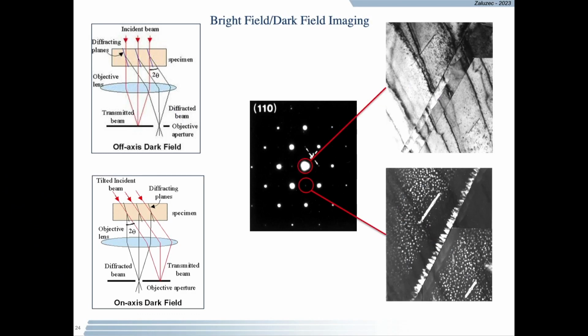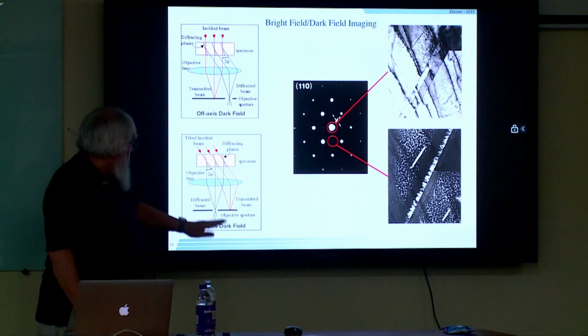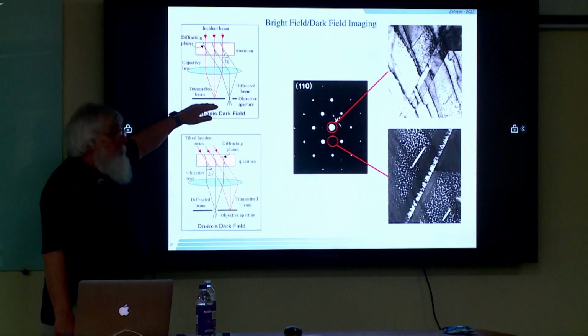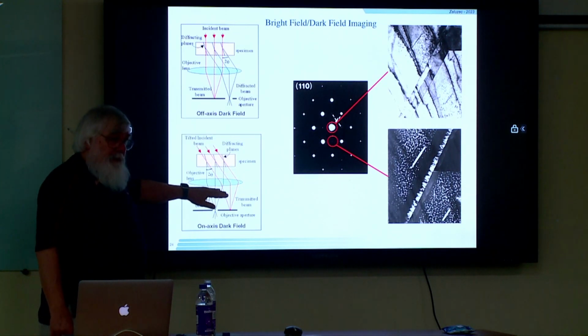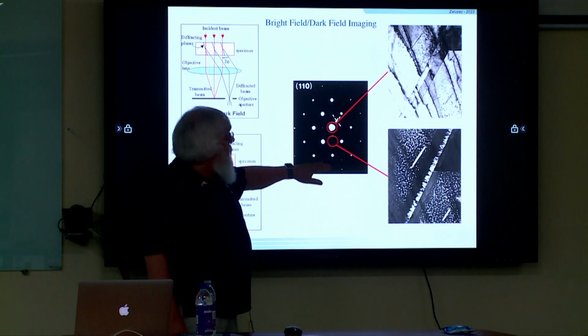And here's just an example of that. So there's off-axis dark field and on-axis dark field. You can do this. This is the better way to do it, okay? What happens when you do a bright field image?